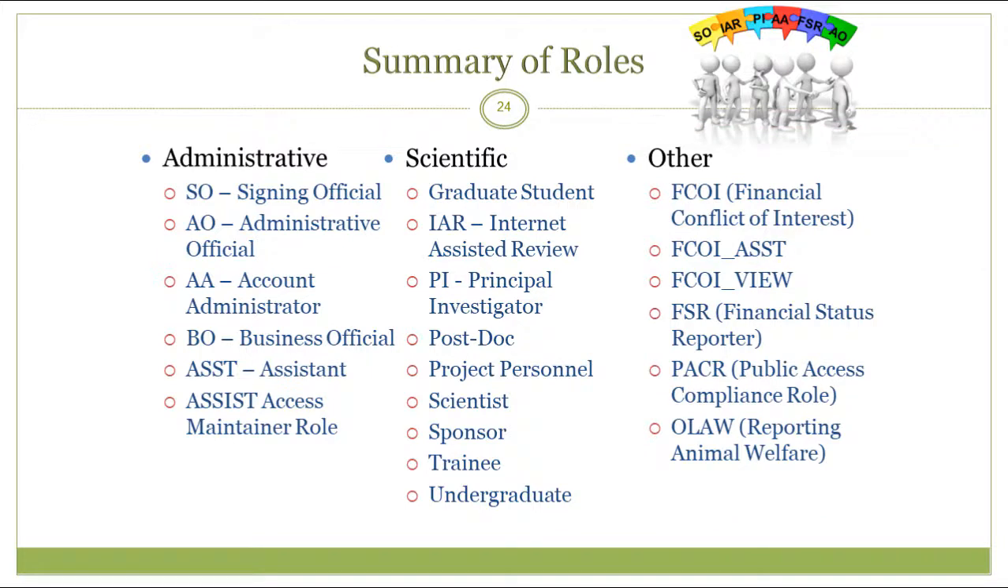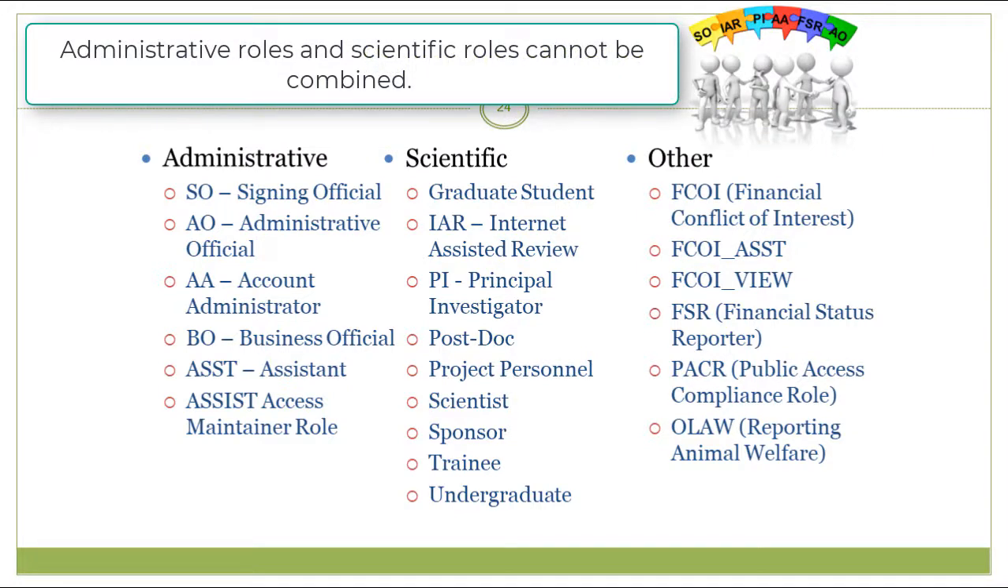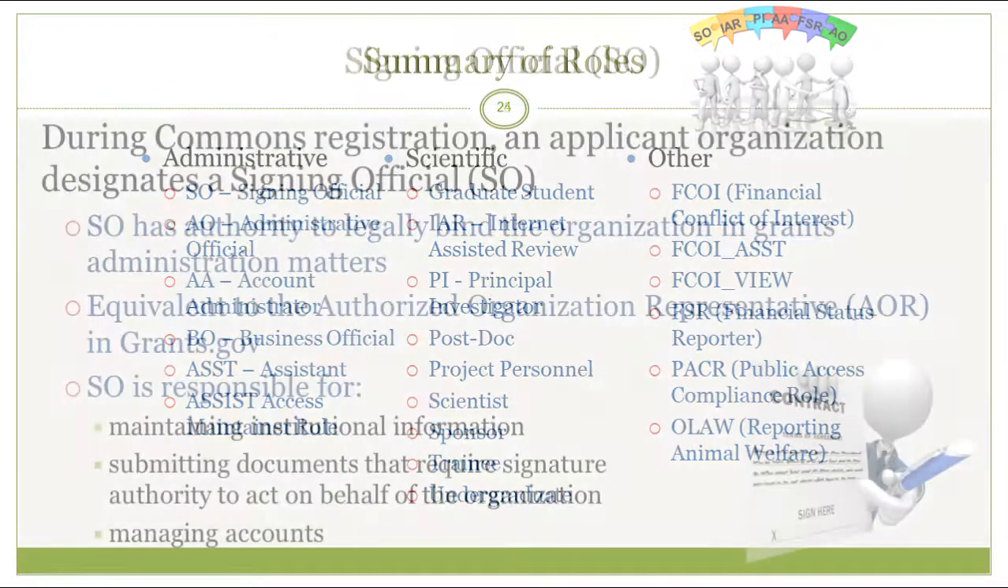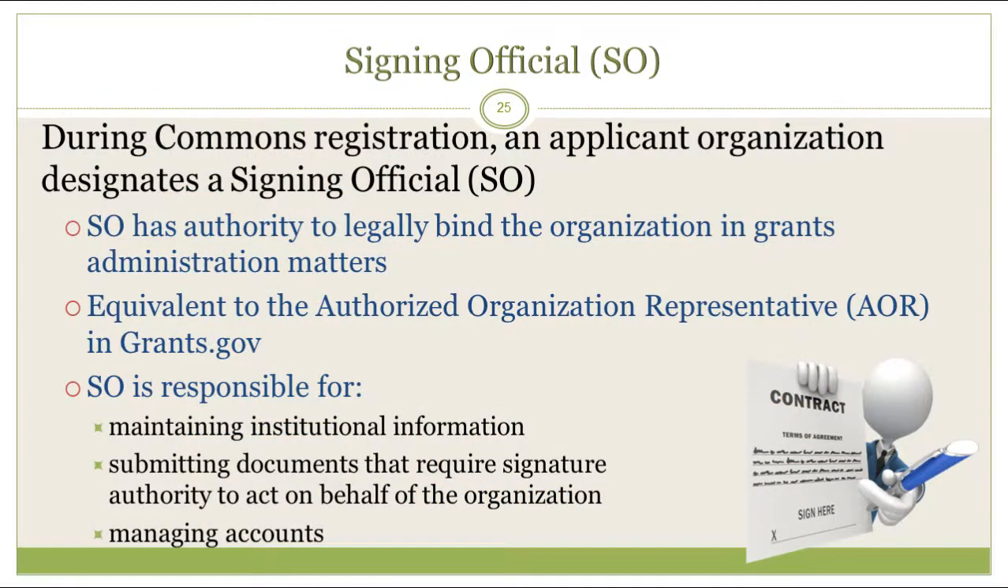So those are the three types of roles, and what is important is you can't mix a scientific role with an administrative role, because the way permissions work within eRA Commons is it can create a conflict between that role and the administrative roles. Now, how do all the roles get started?